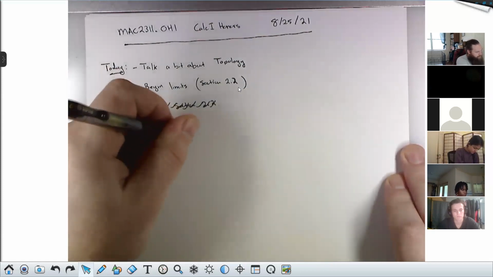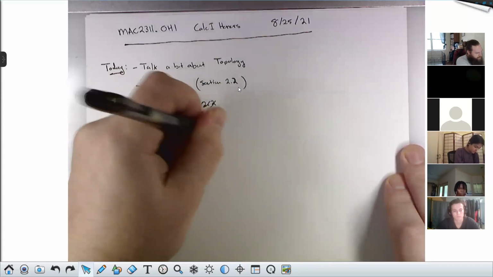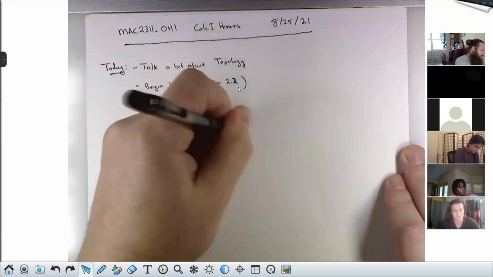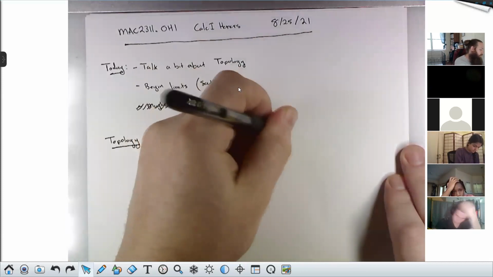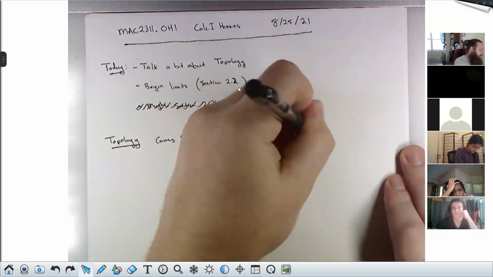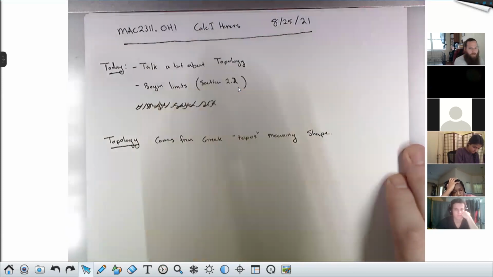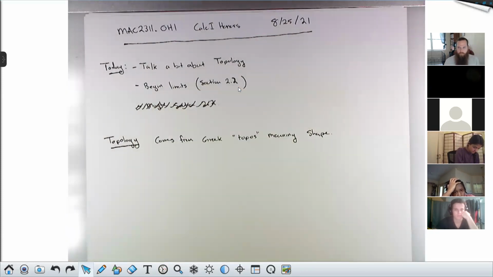Comes from the Greek topos, meaning shape. So topology is the study of shape, really. It's a particular kind of geometry.